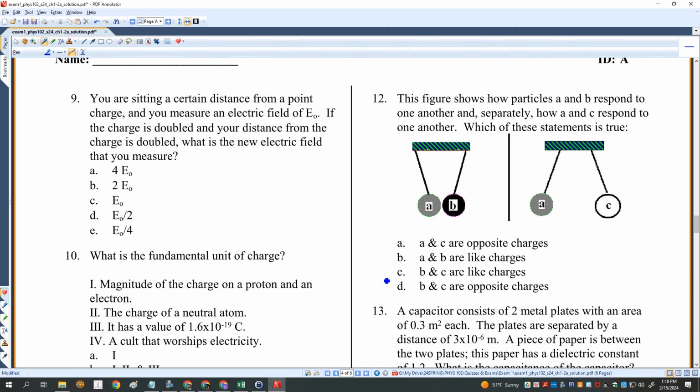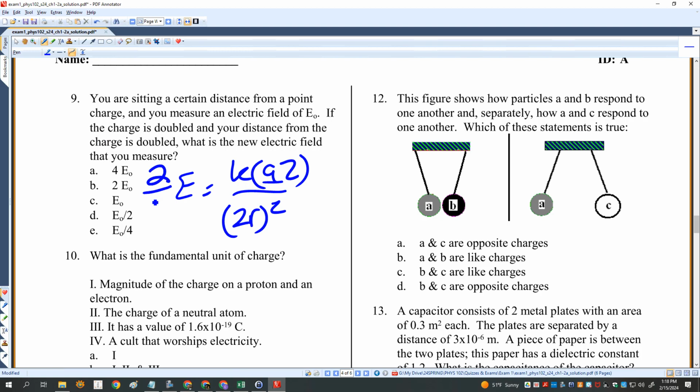At a certain distance. So anytime you see these, write the equation. Then ask yourself what's changing. The charge is doubling. And your distance from the charge is also doubling. So I get a 2 in the numerator and a 4 in the denominator. So it's D.